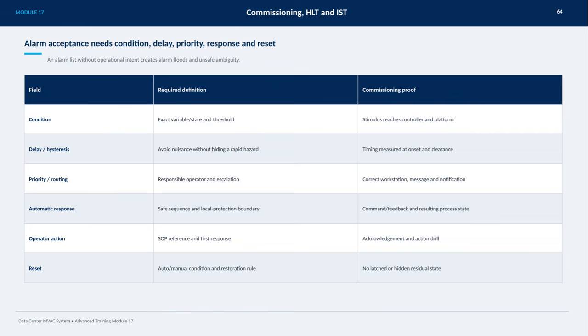Automatic responses should be designed as safe sequences that respect local protection boundaries, including commands and feedback leading to the resulting process state. Operator actions must be supported with clear SOP references for first response, along with acknowledgement procedures and action drills. Finally, reset conditions must be well defined, whether automatic or manual, ensuring no alarms remain latched or hidden. This comprehensive approach helps maintain safety and clarity in alarm management.